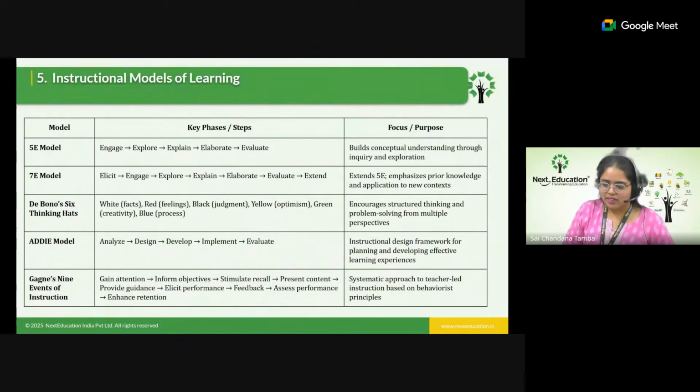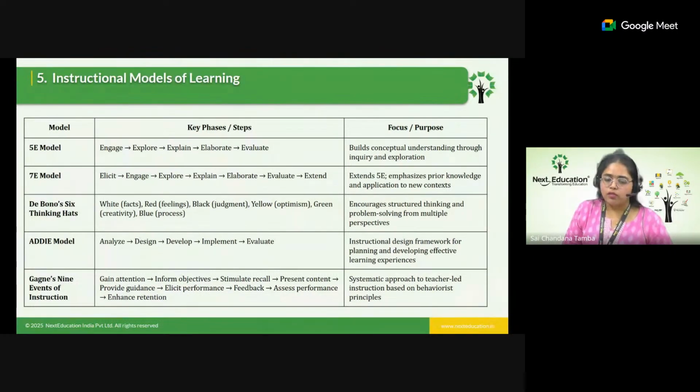So let's move forward. Gagne's 9 events of instruction. Here, instead of giving 7 elements or 5 or 6 elements, which we have seen earlier, Gagne gives us 9 events of instruction. So what are they? The first is gaining attention.